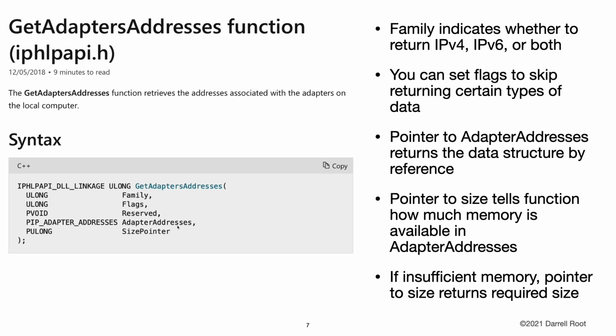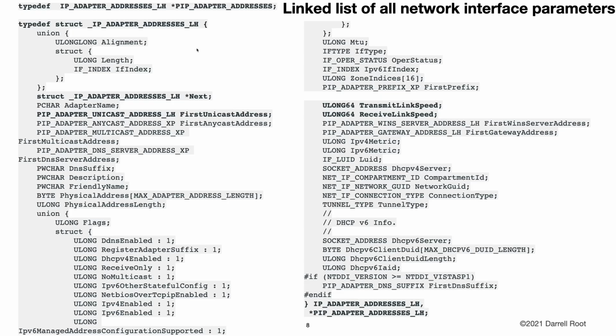You also pass in a pointer indicating the size of your memory location. That has two benefits. One is that it tells the function how much space it has to fill up adapter addresses so it doesn't overflow. The second advantage is if your adapter addresses data structure does not have enough space for the amount of address information, then the function will modify the integer that the pointer is pointing to, to indicate the required size.